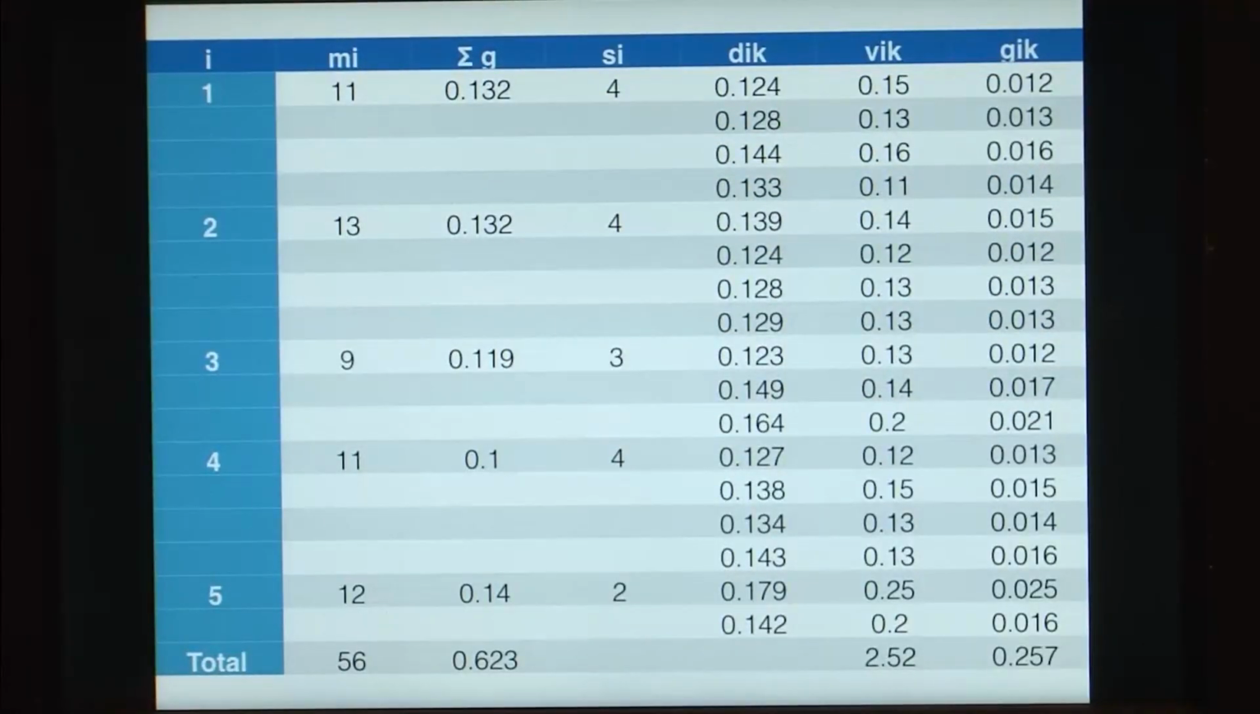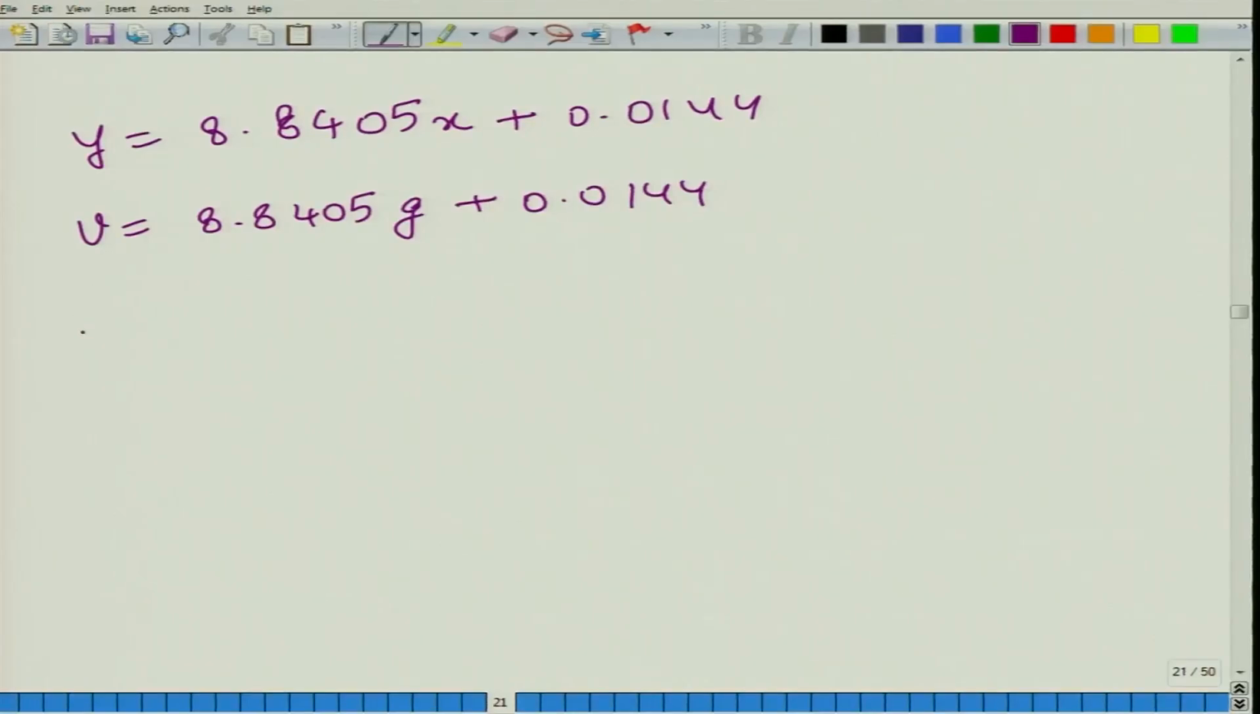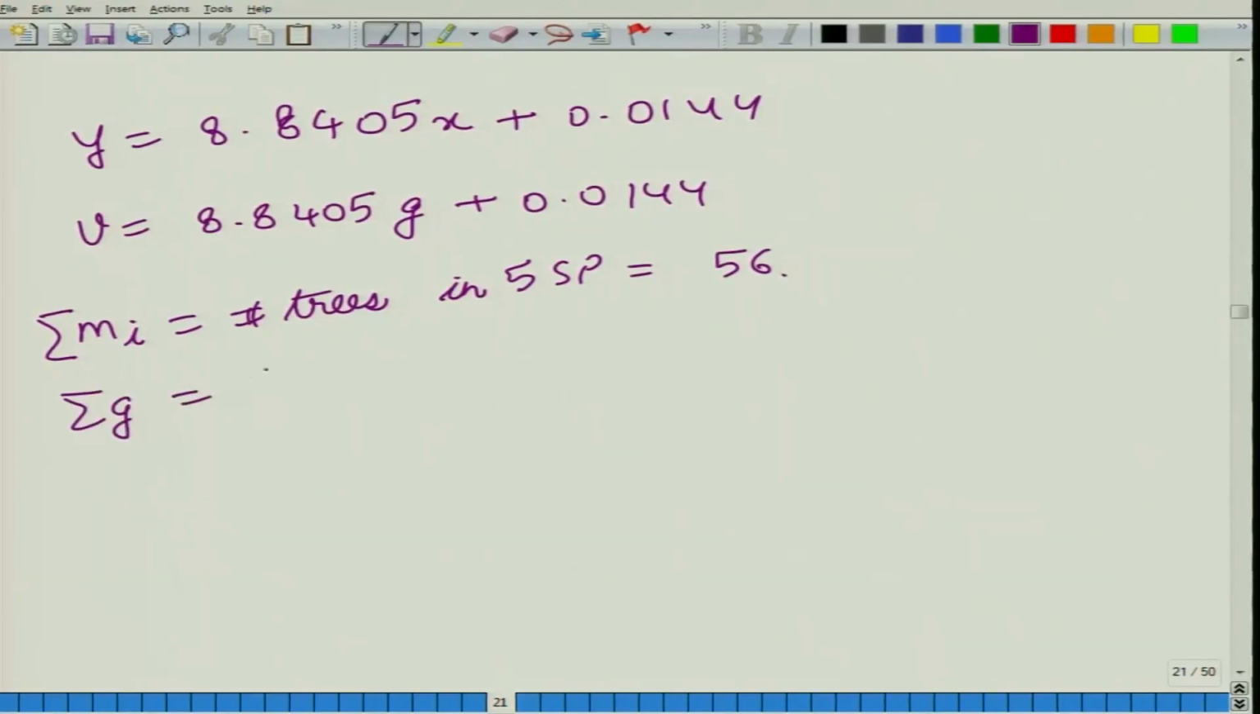So, essentially what we are getting is, now coming back to the tablet. So, we are given all the mi values. So, the sum of the mi values is the total number of trees in 5 sample plots, which is 56, and the total basal area of trees in 5 sample plots, we got it as 0.623 square meters.